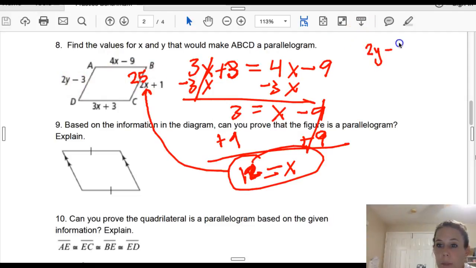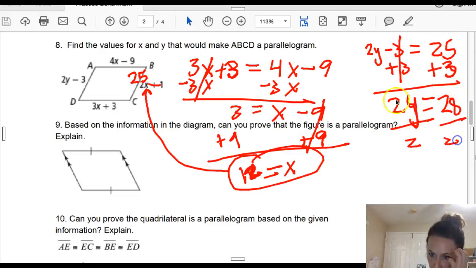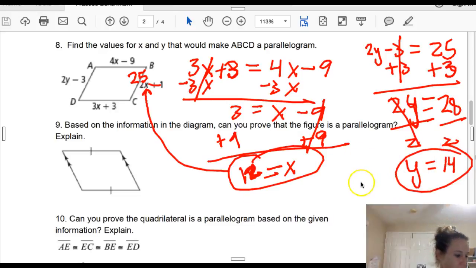2y minus 3 equals 25. You want these sides to be equal to each other and solve for y over here. Plus 3 to both sides. This thing is hard. 2y equals 25 plus 3, which is 28. And then divide by 2, and you're going to get y is 14. And you're finished. X is 12, y is 14.